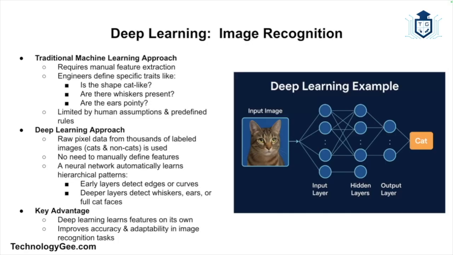So let's say you want an AI to recognize cats in images. With traditional machine learning, you'd have to extract features manually, like is the shape cat-like, are there whiskers, are the ears pointy? With deep learning, you feed the algorithm raw pixel data from thousands of cat and non-cat images, and the neural network learns what features make up a cat without being told. And it's pretty much like magic. Well, data-driven magic, I should say.